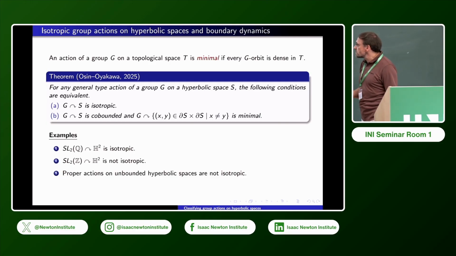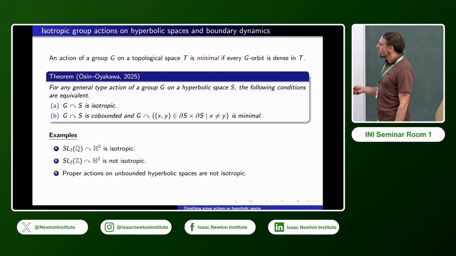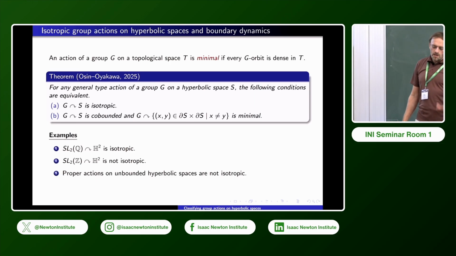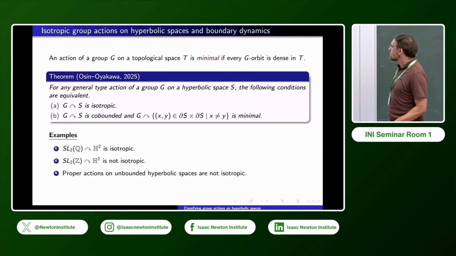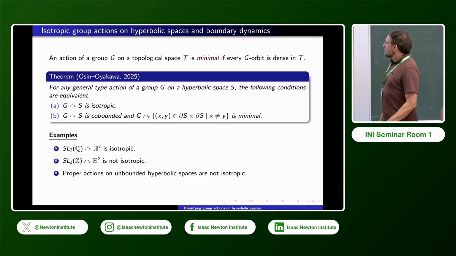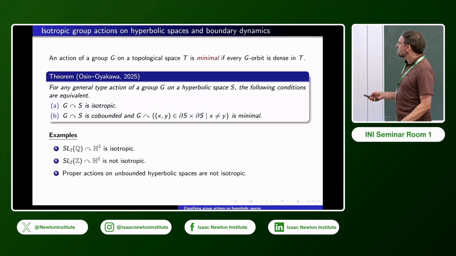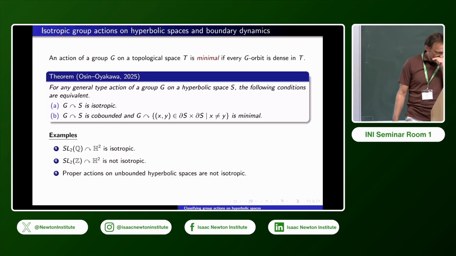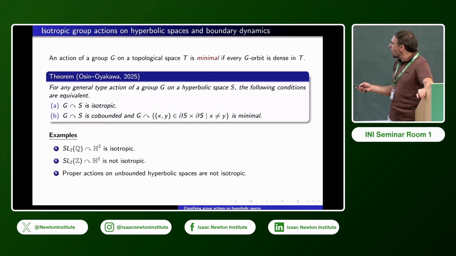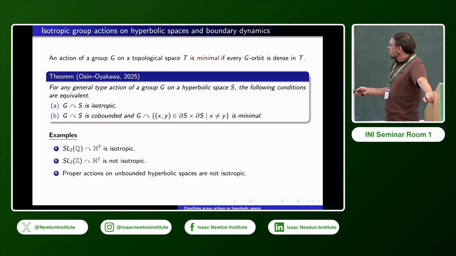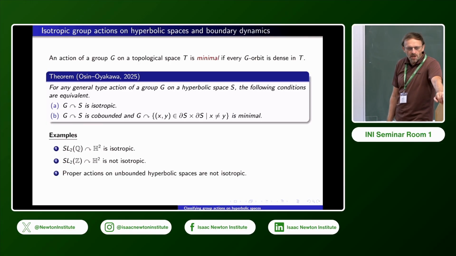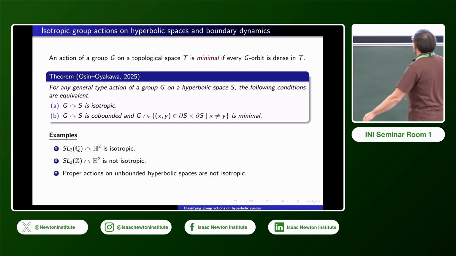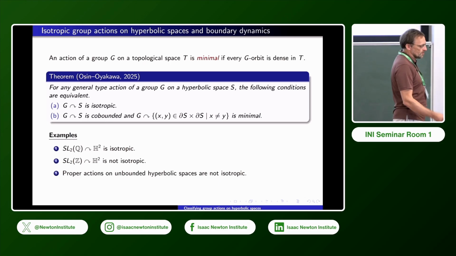So immediately from this description, you can see that the action of SL2Q on H squared is isotropic? Well, because every orbit on the boundary is dense, and the action of SL2Z on H2 is not isotropic. Now, more generally, if you have a proper action on an unbounded hyperbolic space, that action is not going to be isotropic because you will never have dense orbits on the boundary.